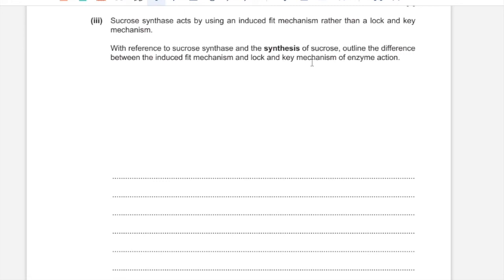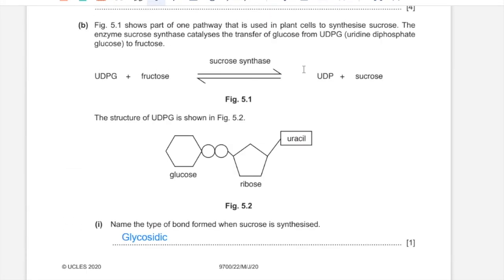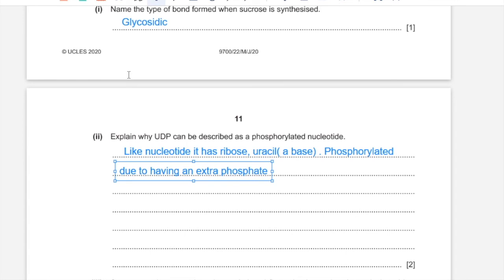In your answer, you can mention a few points that are general characteristics of an induced fit mechanism and a few points that are specific to the synthesis of sucrose, and the substrates in this case are UDPG and fructose. They have a shape that is not complementary to sucrose synthase, and so it fits around them. The active site of sucrose synthase molds around the substrate to provide a better fit, compared to a lock and key mechanism where the shape of substrate and active site would be complementary.